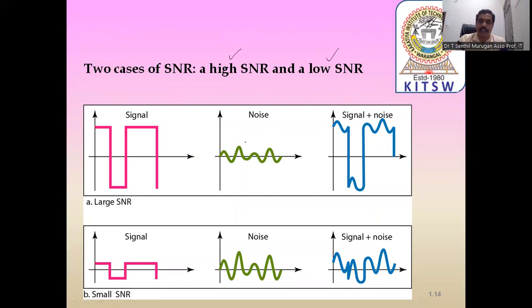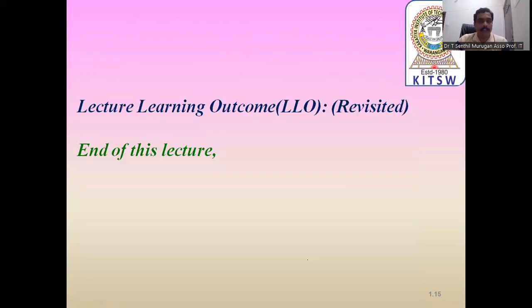So when noise is less, the signal is affected very little. High or large SNR means the noise is very less. But with a small SNR, what will happen? More disturbance is there. So this diagram is represented like this.